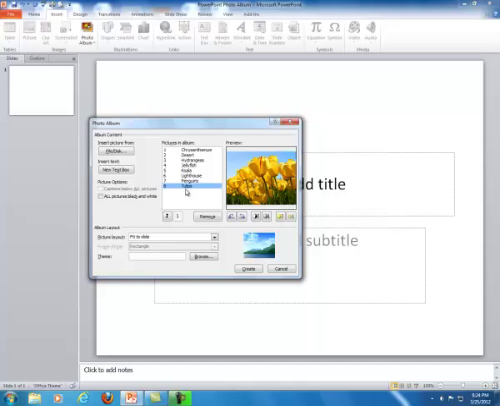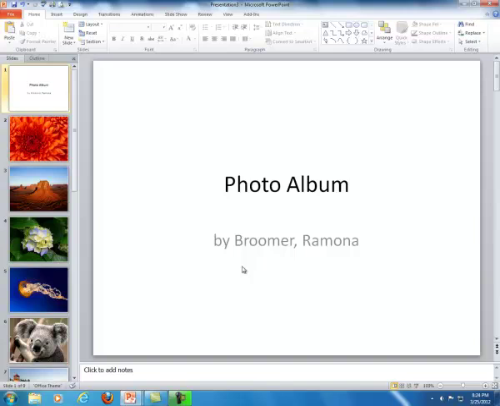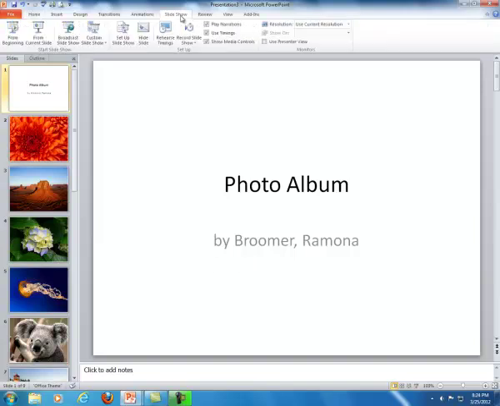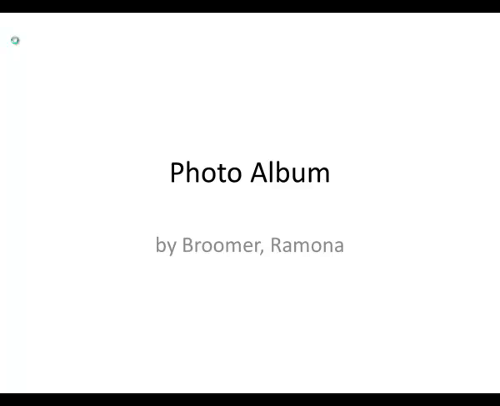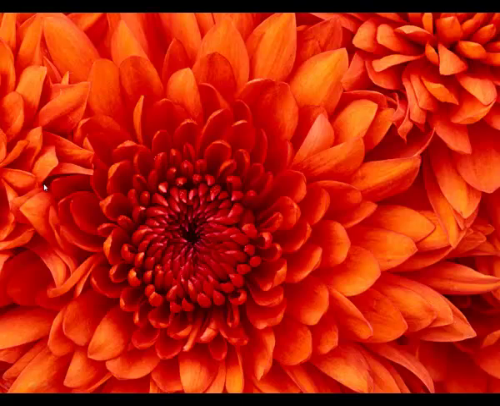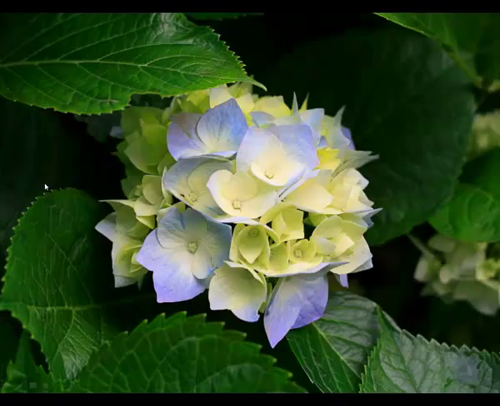Now, notice that the last picture at the bottom, the tulips, that's what appears in the preview window. This area shows the layout of the pictures, and currently the pictures are sized to fit the entire slide. Let's hit Create to see what the pictures look like in our photo album. We'll look at it in slideshow view. Here's the title slide, and we can go back and edit this. And instantly, we have a photo album.